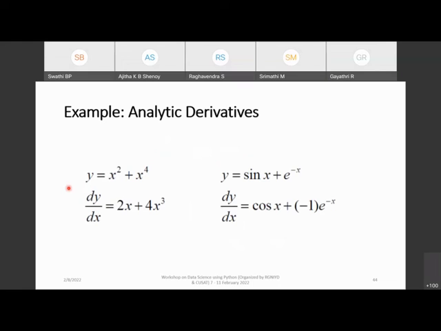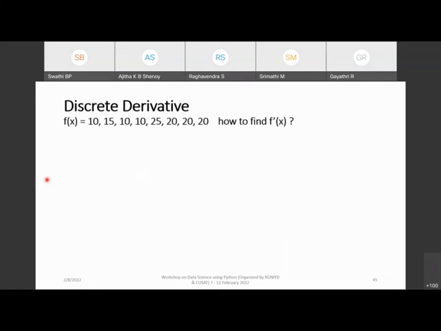And also you know that if y is equal to x square plus x4, what is the differentiation of y? Similarly, if y is equal to sin x plus e raised to minus x, what is the differentiation of y? Here y is in analytical form, since it's an analytical expression, you know how to find dy by dx. Now what are you going to do when you have discrete values for a function?